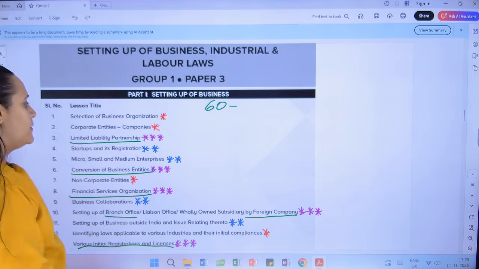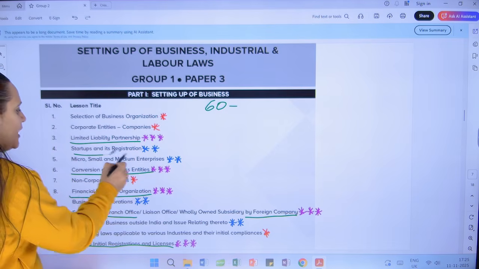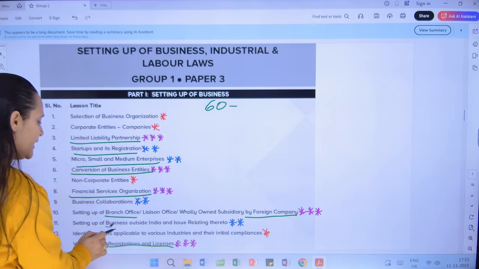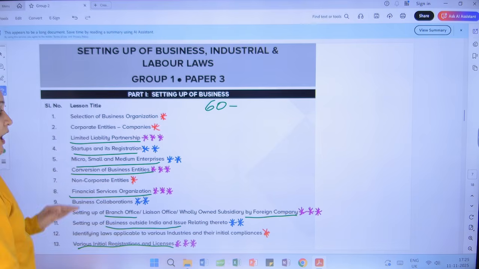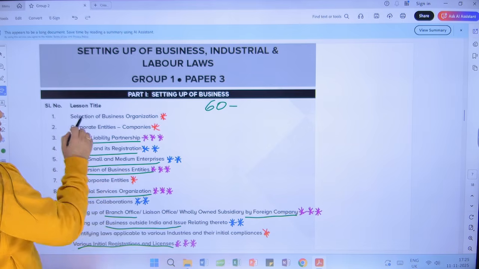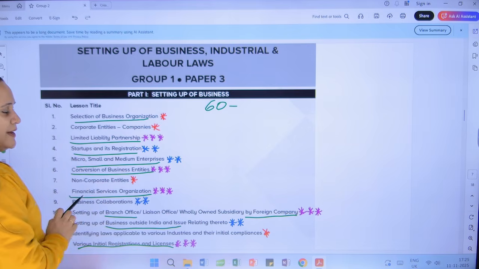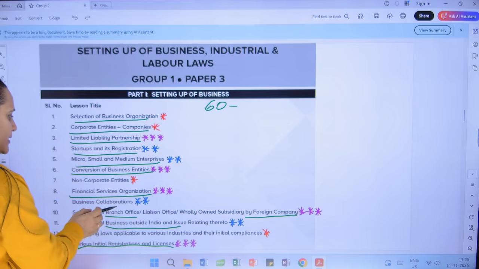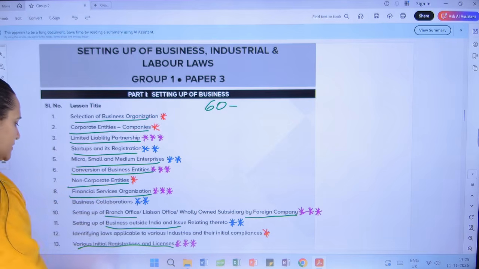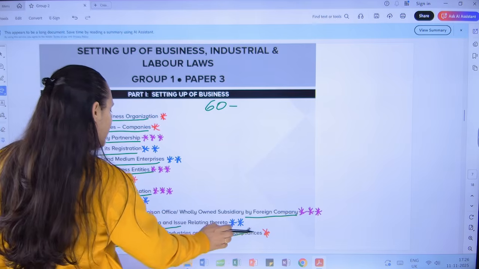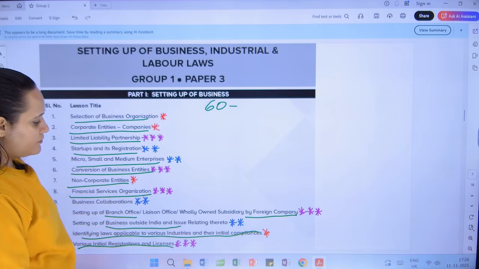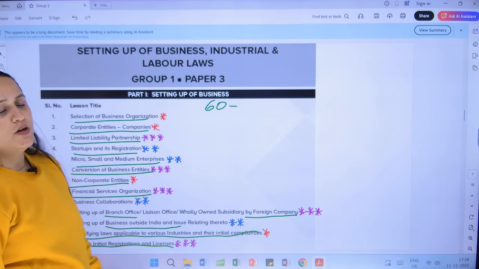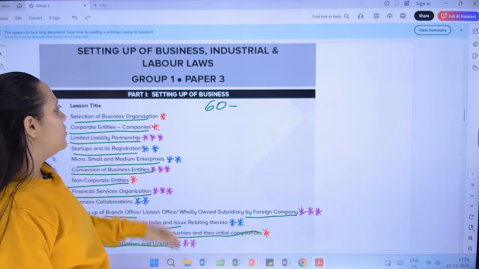Once you cover these chapters, then you're going to focus on startups and their registrations, MSMEs, and the setting up of business outside India. After you cover these chapters, you're going to focus on basic things like the method of selection of organization, business organization, corporate entities and companies, non-corporate entities, and identifying laws applicable to various industries and various compliances. So this is the order of preference that you should study for the purpose of setting up of business entities.